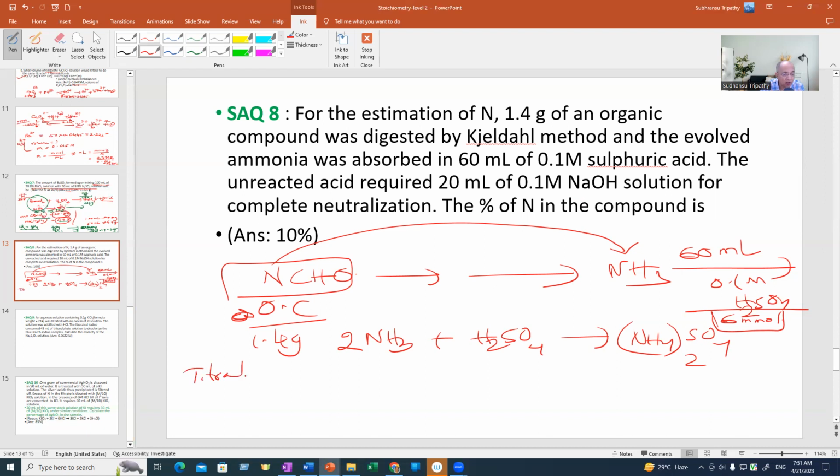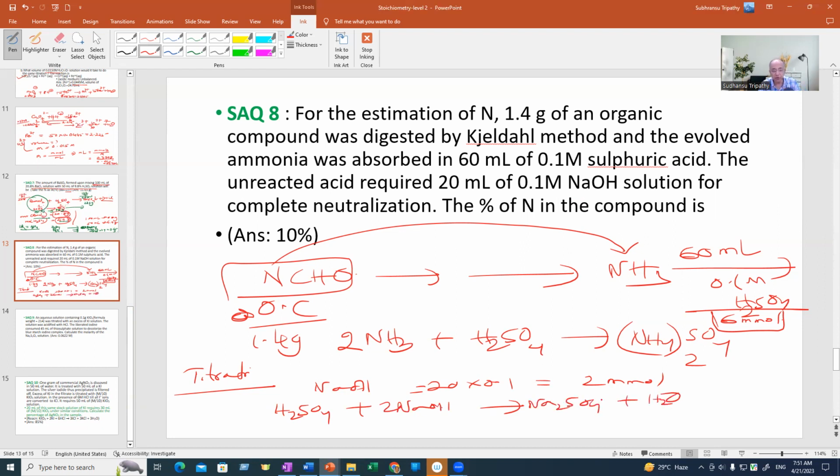Titration hoi je jal re amar NaOH ra millimole hela 20 into 0.1, 2 millimole. Amar NaOH se titration re consume hechi. Kon reaction ta? H2SO4 balance kole 2 NaOH gives Na2SO4 plus water. So NaOH aur sulfuric acid re mole relationship hechi 2:1. Obviously 2 millimole deichi, to 1 millimole sulfuric acid khaichi. 1 millimole excess thela boli, se 2 millimole khaichi. Exact neutralization pai so 1 millimole excess thela, to kete consume korchi ei reaction pai? So 6 minus 1, 5 millimole.